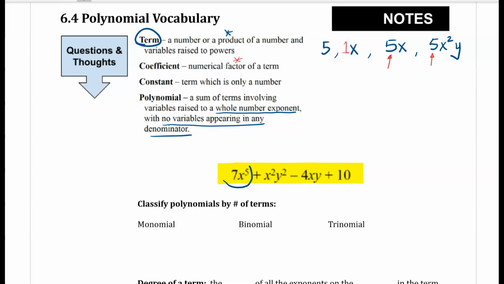So the first term is 7x to the 5th. That's a product of a number and a variable raised to the 5th power. My second term is x squared y squared, and it's positive, so I'm going to take that plus that's in front of it with it. The next term is negative 4xy. Notice I'm taking the negative along with the product, 4 times x times y. And then our last term is that plus 10. You might notice that it's easy to recognize the terms if there's more than one because they're separated with pluses or minuses.